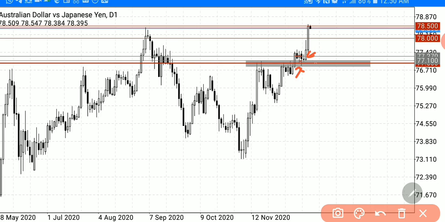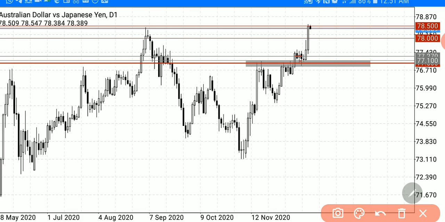So I was looking for an expansion up after it retested the 77 round figure psychological level, and here we got the expansion. It reached the old highs as I predicted, because it was going to take the liquidity up there, and that was a very nice one. I'll show you the results probably at the end of the video. It's a very interesting one.